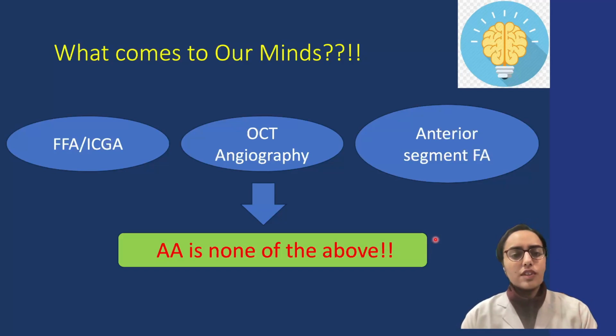So to make it interesting, I asked this question to my residents as to what they think about aqueous angiography. And they answered that some of them thought of it and correlated it with either retinal blood flows or even choroidal blood flows. They thought of it similar to FFA or ICGA, or similar to OCT angiography, or even anterior segment FA. But aqueous angiography is none of the above.